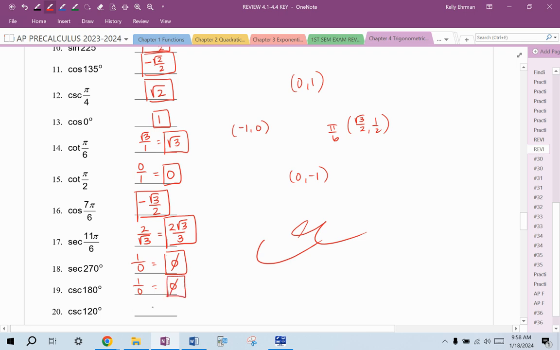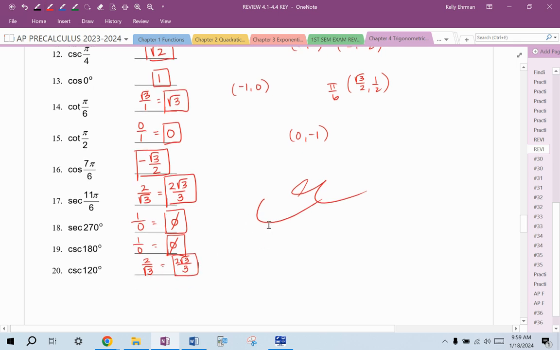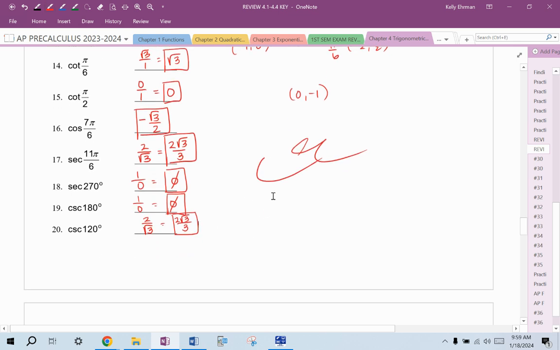Cosecant of 120. So 120 is the same as pi over 3 as far as coordinates go. So I'm looking at the y value and flipping it. I'm in quadrant 2, so this is positive. So then I rationalize my denominator, 2 radical 3 over 3. And that was the final one. All right.